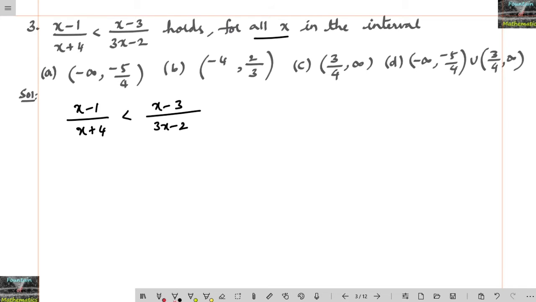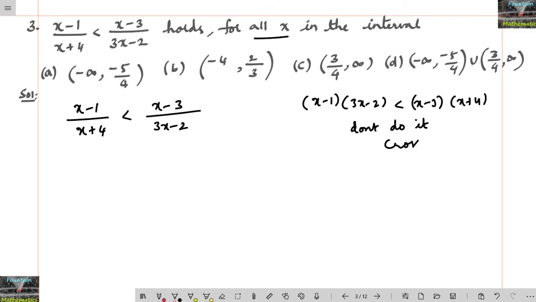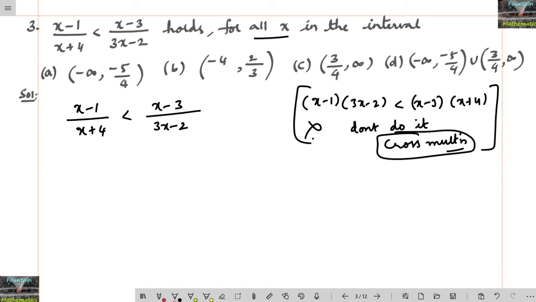The most common mistake students make here is cross multiplication, like x minus 1 into 3x minus 2 is less than x minus 3 into x plus 4. Don't do it, cross multiplication. When you do cross multiplication and simplify, we may miss some of the solutions. So in inequalities, particularly, we do not prefer cross multiplication. So don't do this.